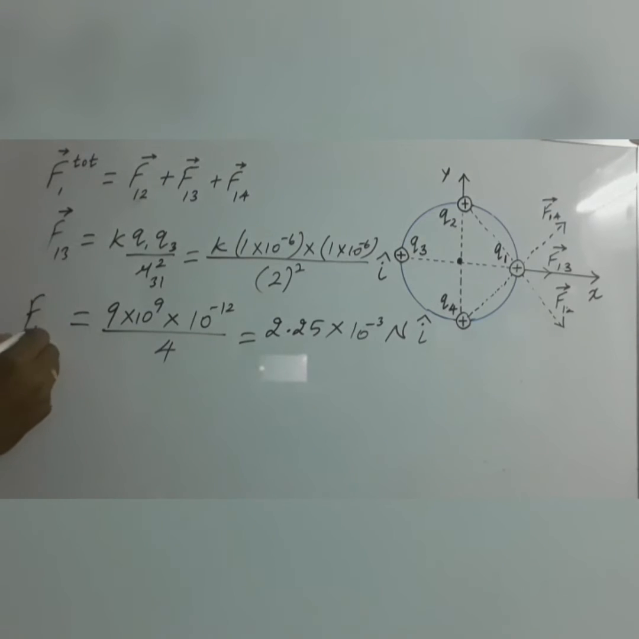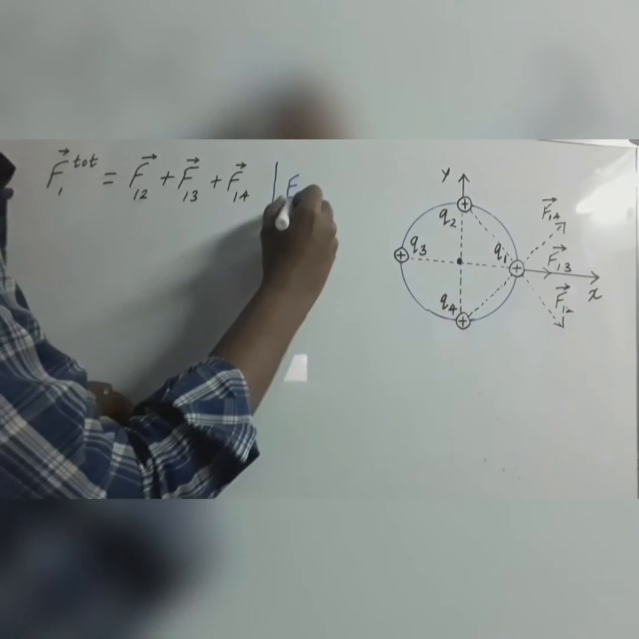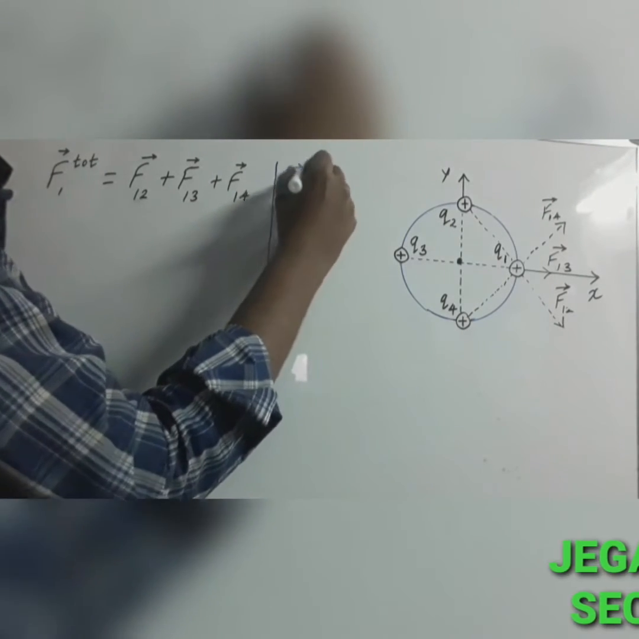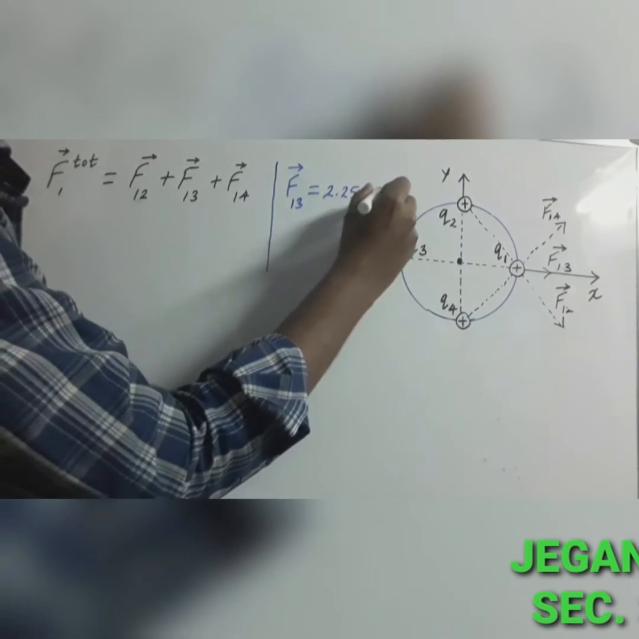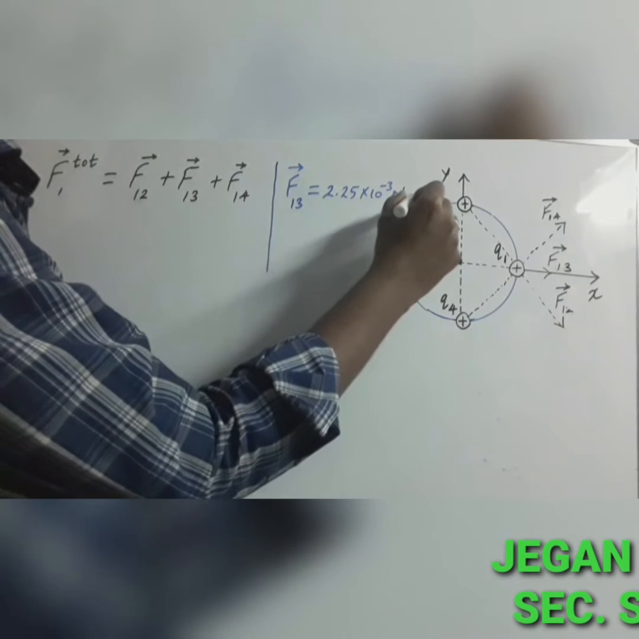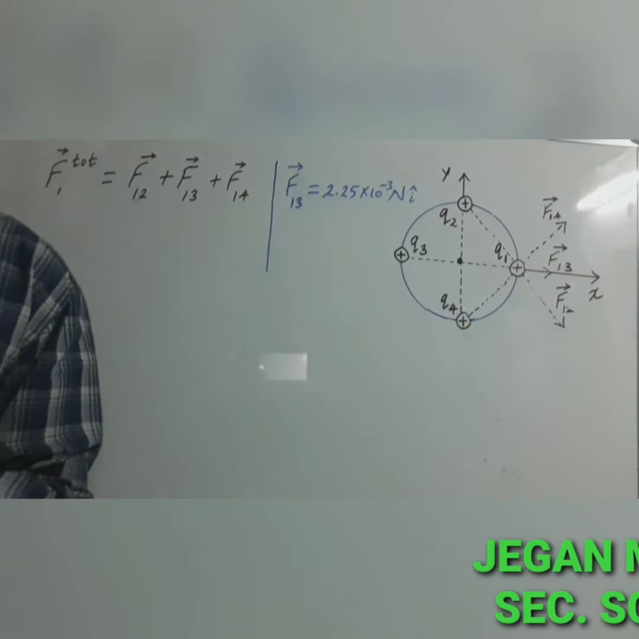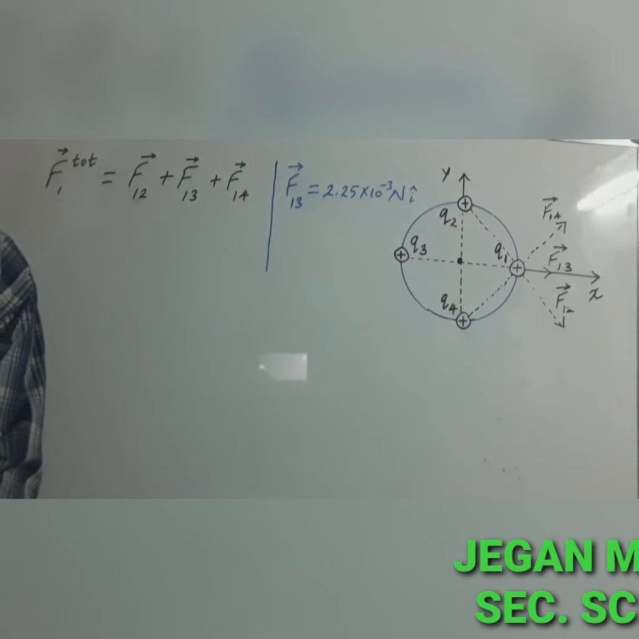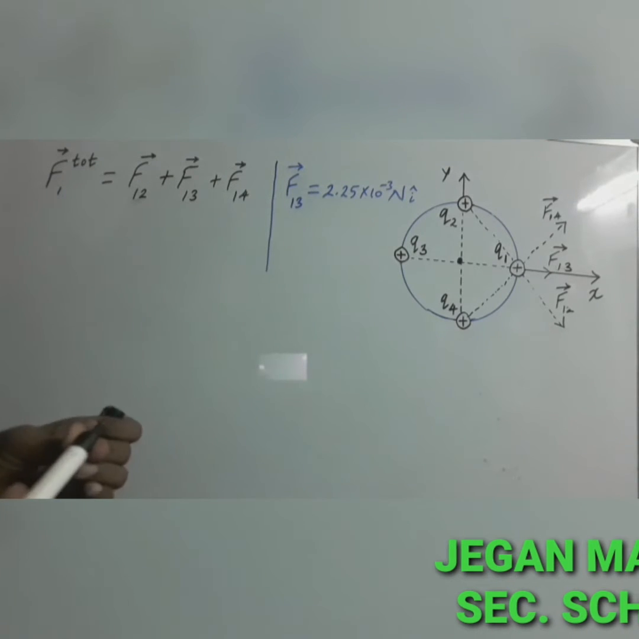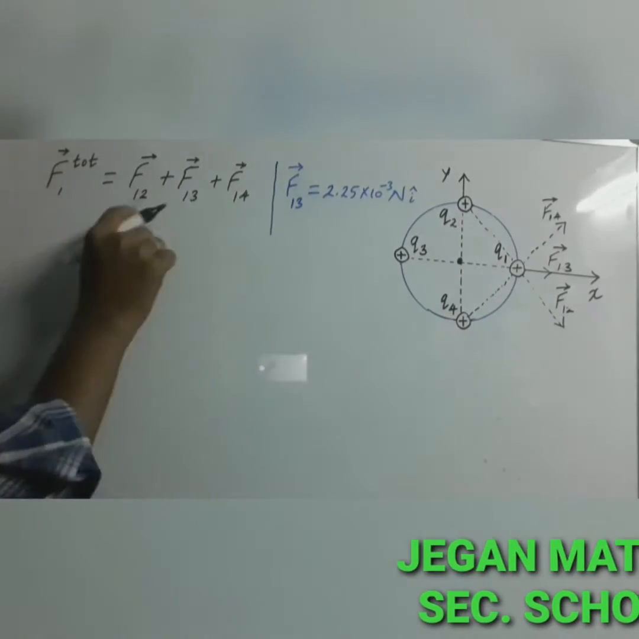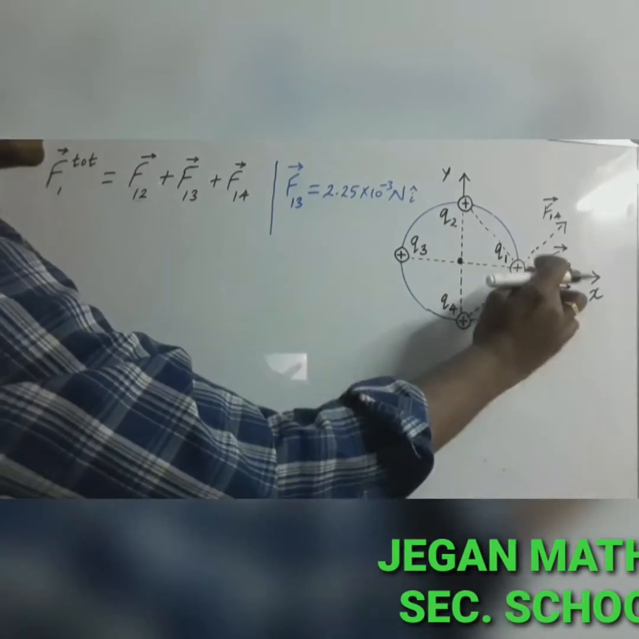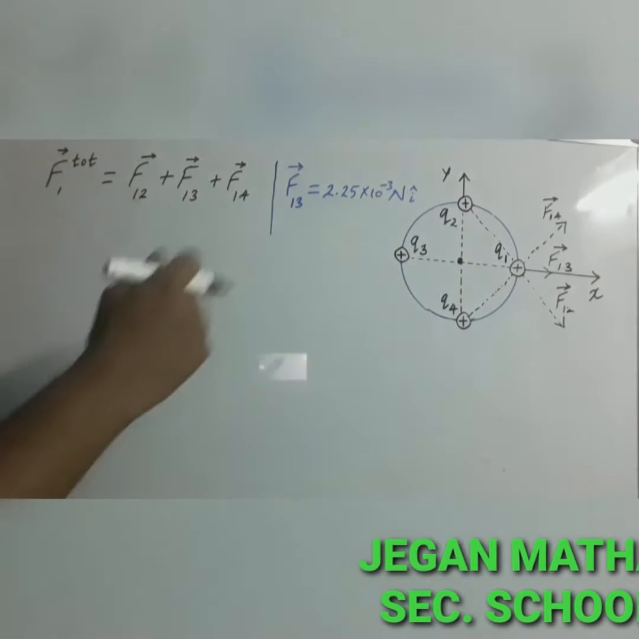We have found the force given by Q3 on Q1. So the value of F13 is equal to 2.25 into 10 to the power of minus 3 Newton. Let us find the other two forces. Instead of finding the magnitude of both forces, it is enough to find the magnitude of any one of them, because magnitude wise F12 is equal to F14.